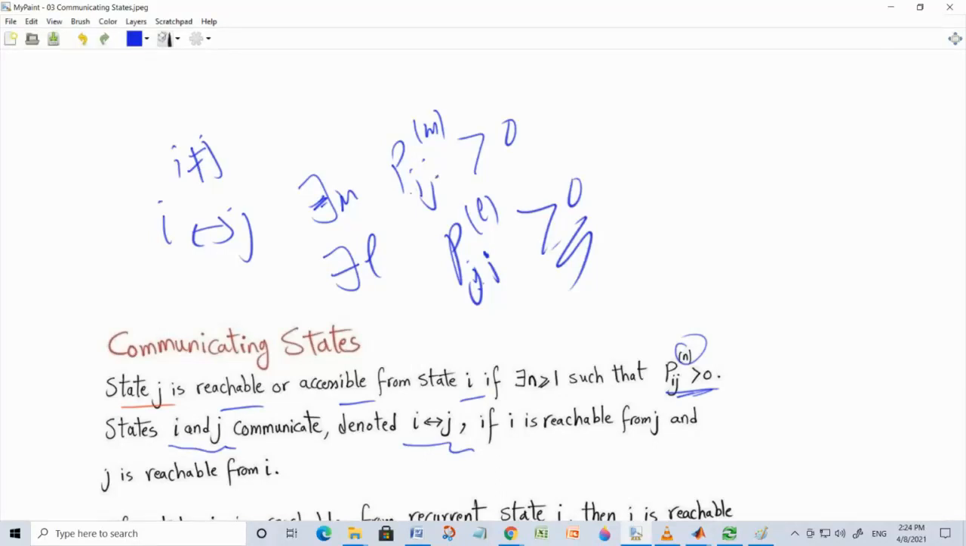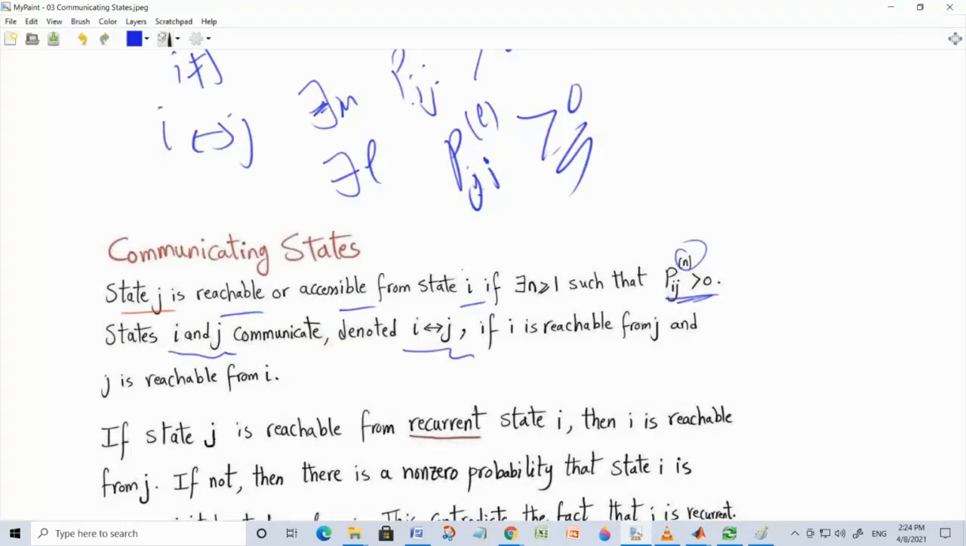So if j is accessible from i, and if i is accessible from j, then we say that the two states communicate, which means that they are reachable or accessible from one another. Okay, that's just a definition.